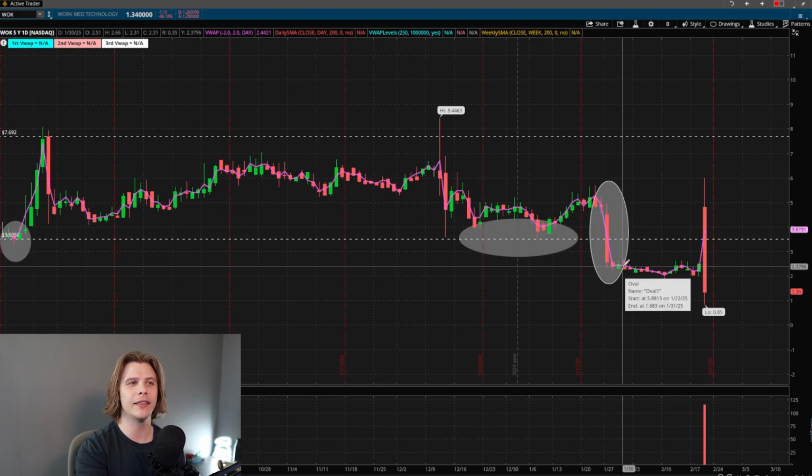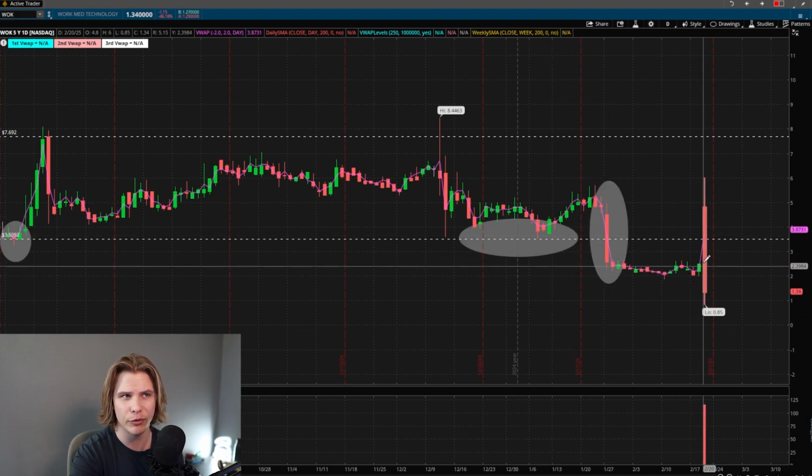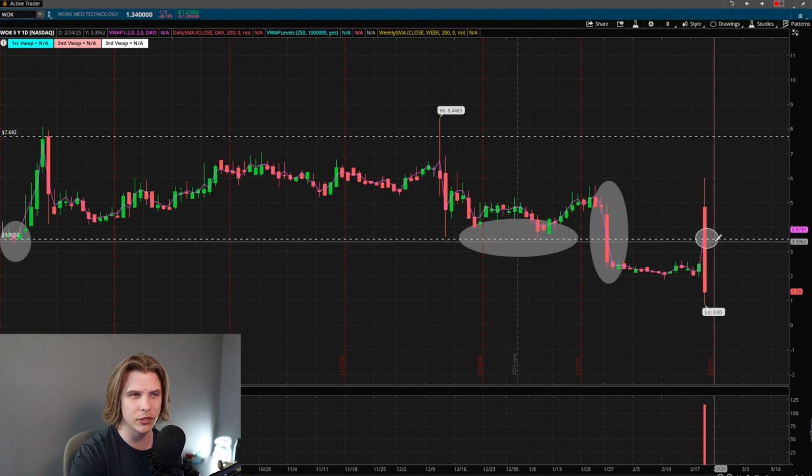Right away, I get the sense that, well, that feels like a downtrend. It's probably going to bounce up and reject that previous support as new resistance. So I don't really like it that much.